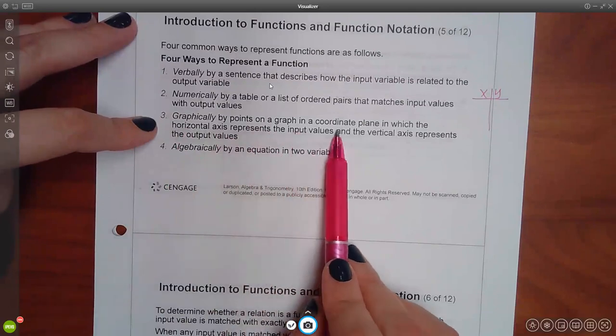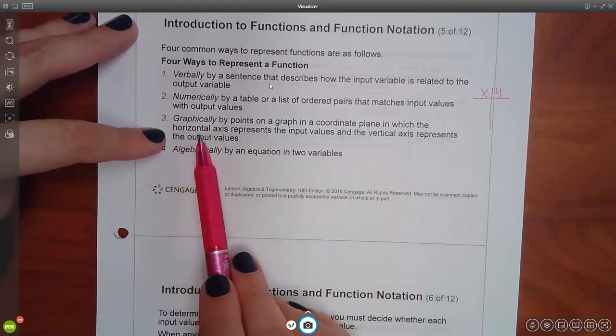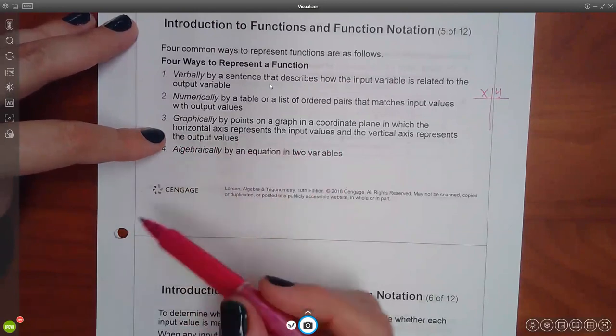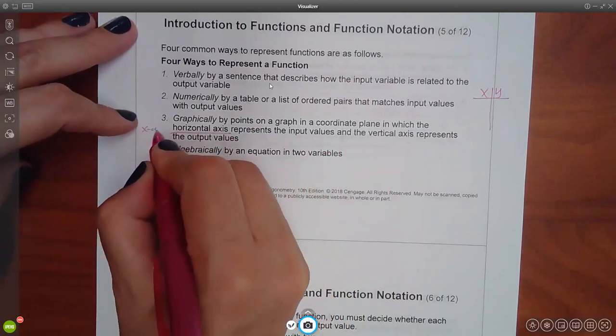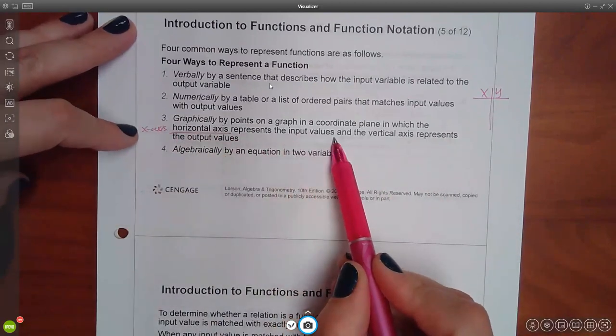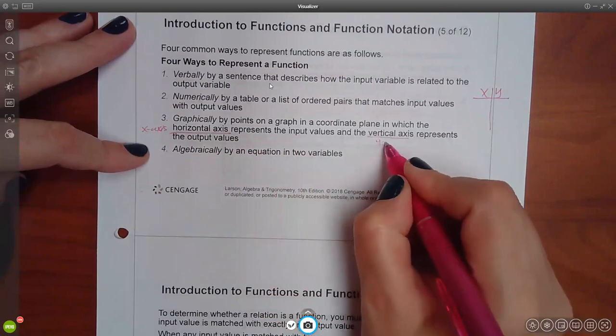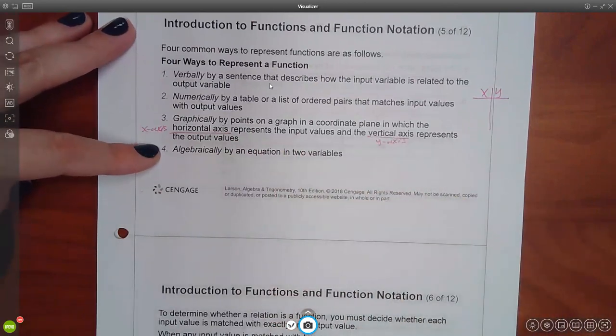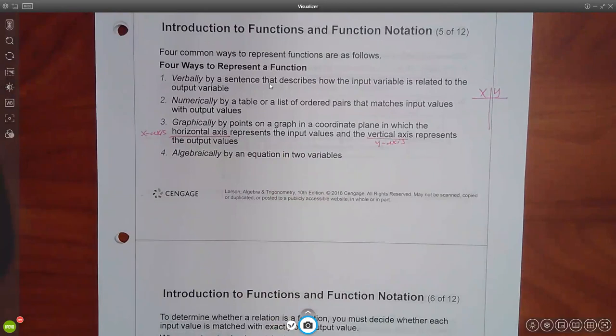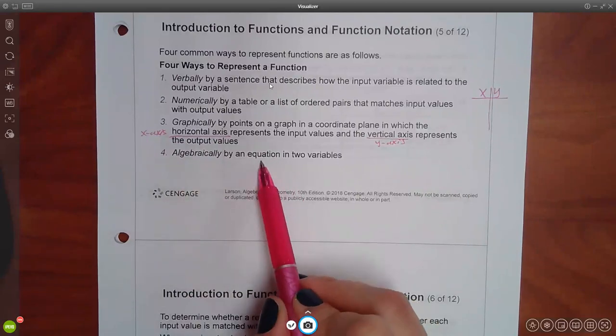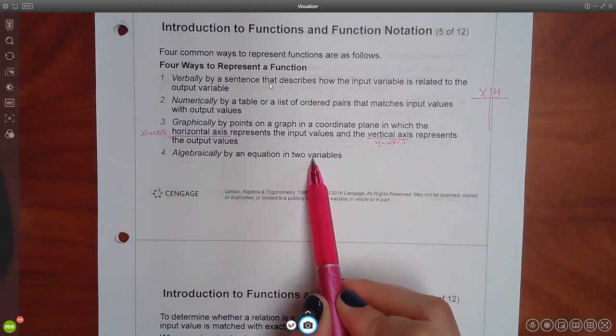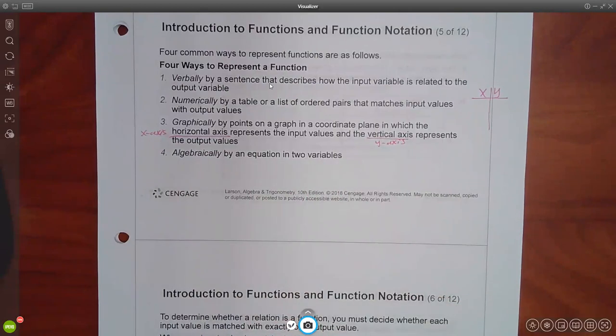So it says all the points on the graph in the coordinate plane, which the horizontal axis represents the input values. Horizontal axis is another way of saying the X-axis, are the input values, and the vertical axis, which is the Y-axis, represents the output values, which matches the other sentence, right? It says X was input and Y was output, right? Now, algebraically, that's explained with an equation. So if you have an equation that has 2 variables in it, it's automatically a representation of a relationship, okay? And it can be a function as long as it fits that criteria about none of the X is going to 2 different Y values, okay?